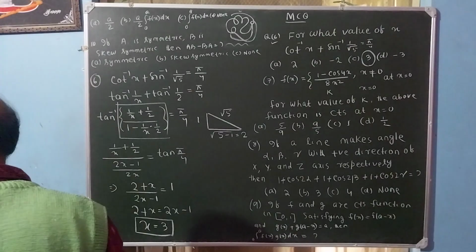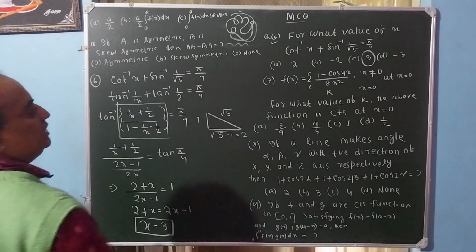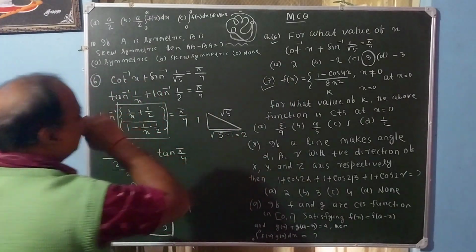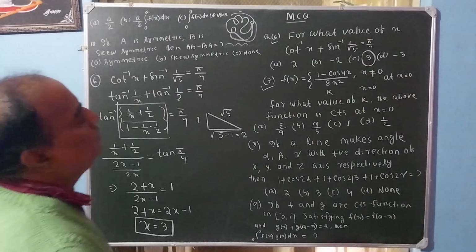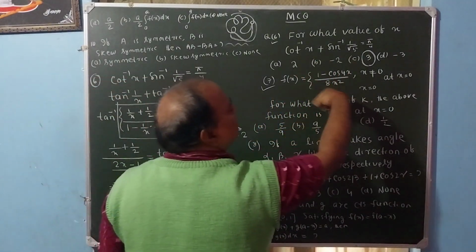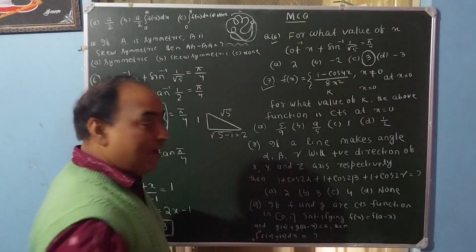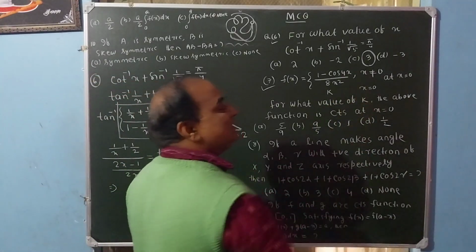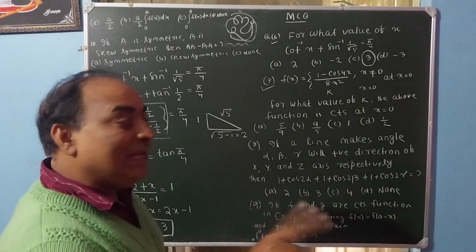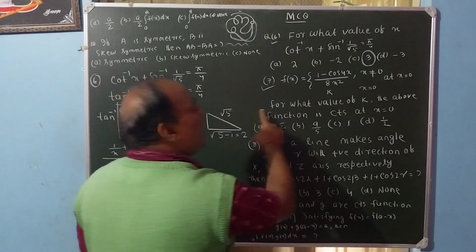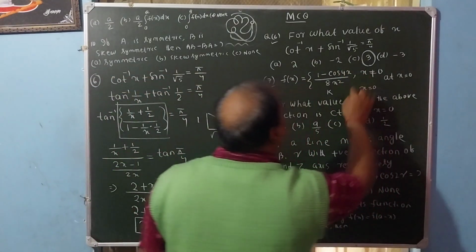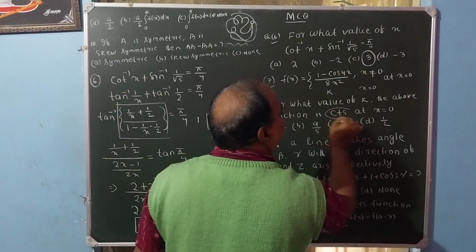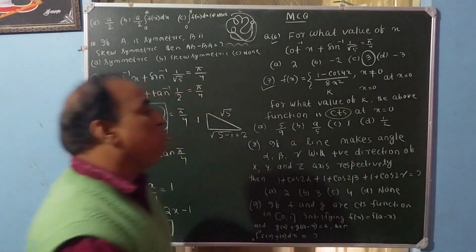Now let us take another question. Question number 7. f of x is equal to 1 minus cos 4x by 8x square for x not equal to 0, and k when x is equal to 0. For what value of k is the above function continuous at x is equal to 0?